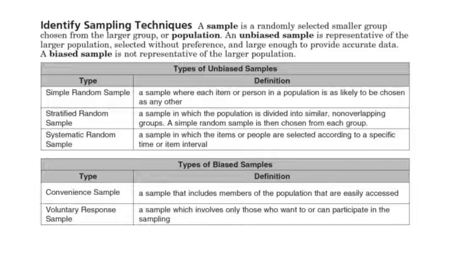I could do what's called a stratified random sample, a sample in which the population is divided into similar, non-overlapping groups. A simple random sample is then chosen from each group. So let's say, hey, can you give me some freshmen? Can you give me an equal amount of sophomores, an equal amount of juniors, and an equal amount of seniors? So then I would pick random people out of freshmen, sophomores, juniors, and seniors. Okay? Instead of just doing random high school students, who could be in any grade, I'm just going to pick random high school students.